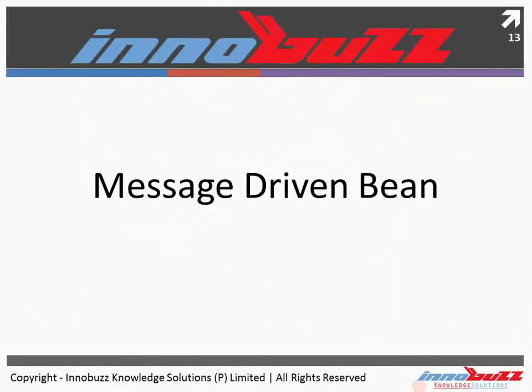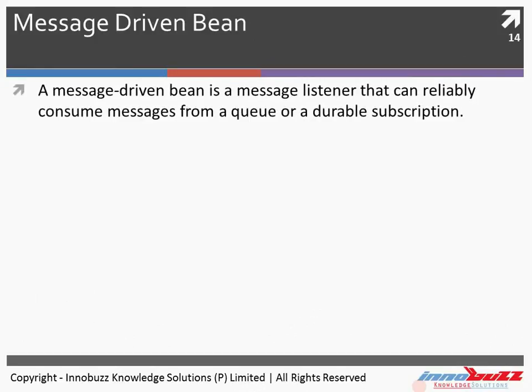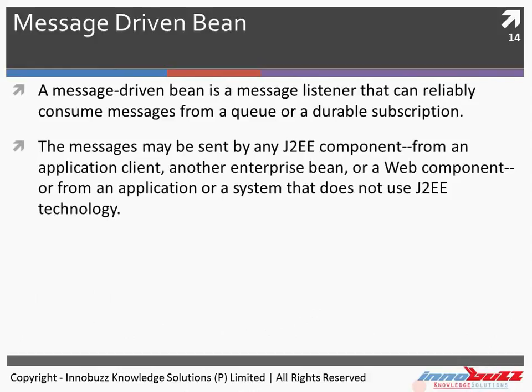So let's see the message-driven bean, which uses the JMS concept. A message-driven bean is a message listener that can reliably consume messages from a queue or a durable subscription. The messages may be sent by any J2EE component, that is Java Enterprise Edition component, from an application client, another enterprise bean, a web component, or from a system that does not use J2EE technology.